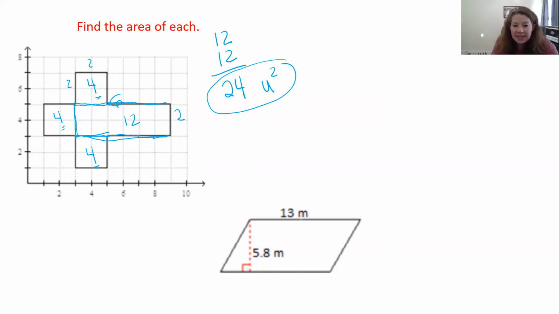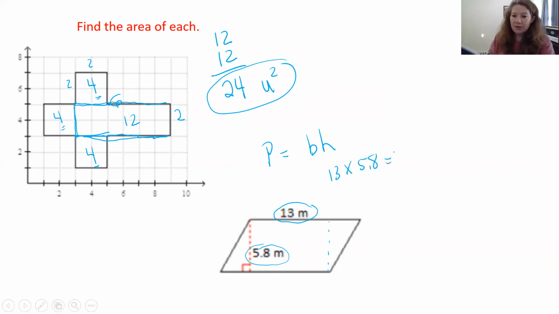All right, now this is a parallelogram. A parallelogram has 2 sets of parallel lines. Now, last week we talked about turning this thing into a rectangle and 2 triangles, but for any parallelogram, the area is just the base times the height. Base times the height. And we know both of those things. So we don't even have to convert this to a rectangle and 2 triangles. Now, if we had a trapezoid, we would need to do that. But for right now, let's just find the area of this parallelogram because we have 2 sets of parallel sides, and we're just going to multiply 13 times 5.8.